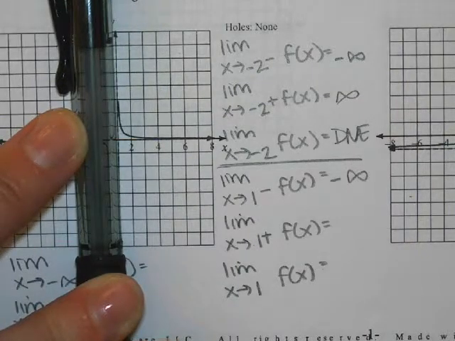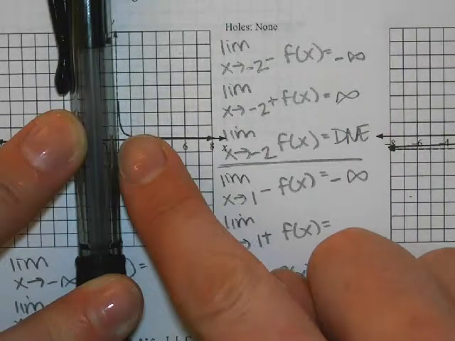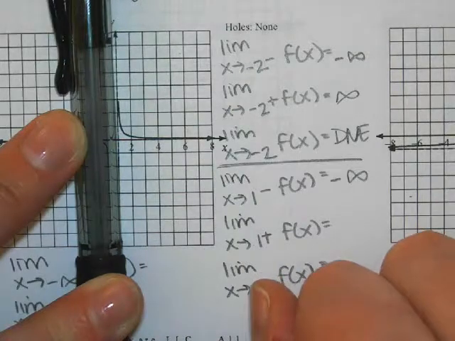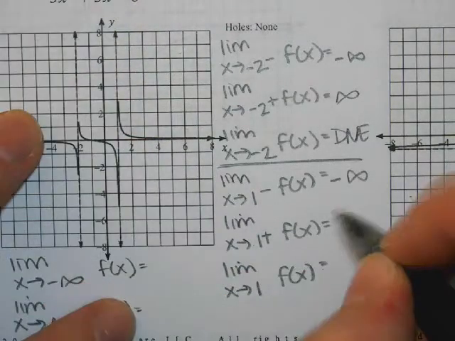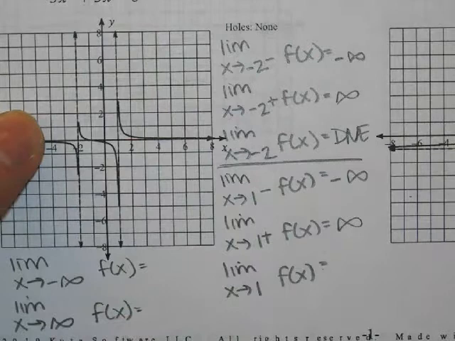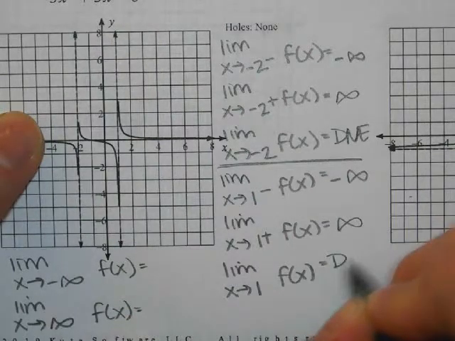All right, and then on the right side, what do you see? Goes up, so that's infinity. And what's your conclusion? Does not exist.